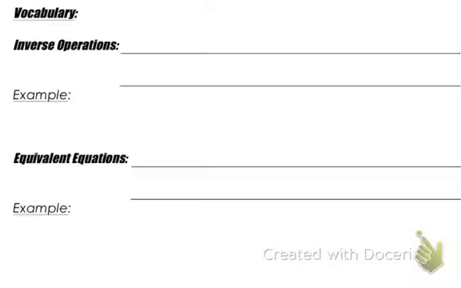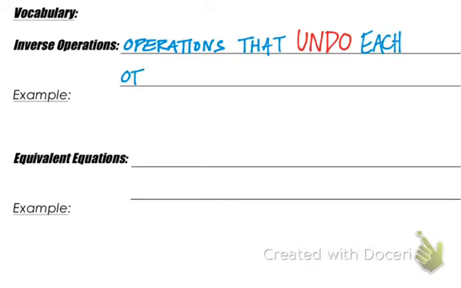Okay, so in this video we're going to explore how to solve one-step equations. A couple of vocabulary words today. Inverse operations: we are looking at operations that undo each other. So we have four basic operations: multiplication, division, addition, and subtraction.